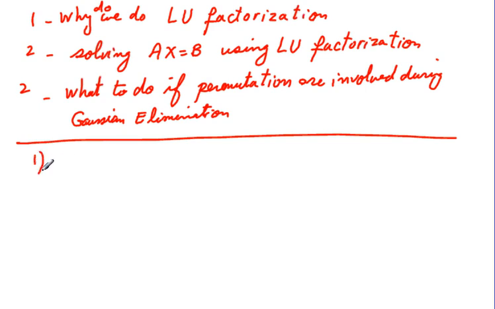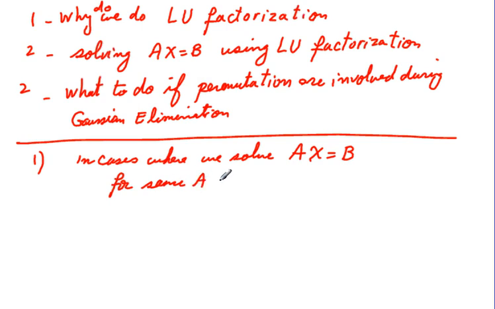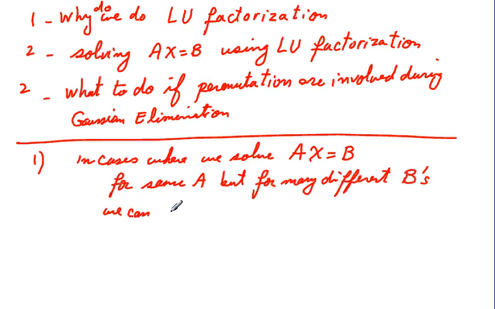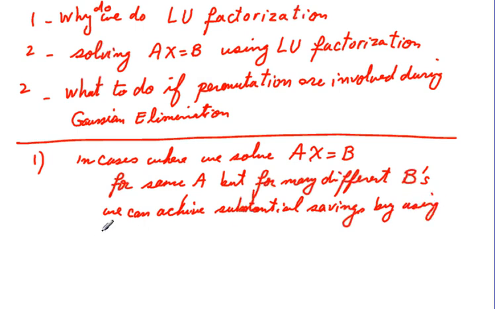So the answer to 1 is in cases where we solve AX equal to B for the same A, but for many different B's, we can achieve substantial savings by using LU factorization.